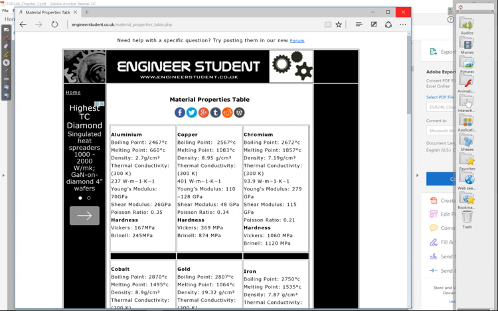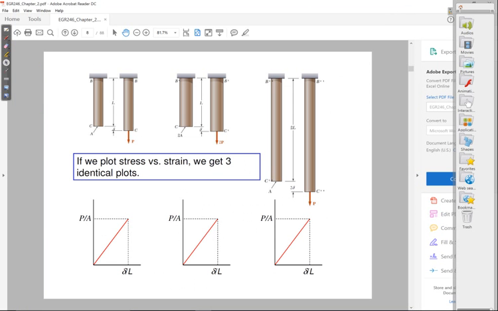So let me close that out. Hopefully you start getting this feel for materials properties tables. They are absolutely critical. If you go and get a job as a civil engineer, you will rely heavily on materials properties tables, on handbooks, on codes, and things of that sort.